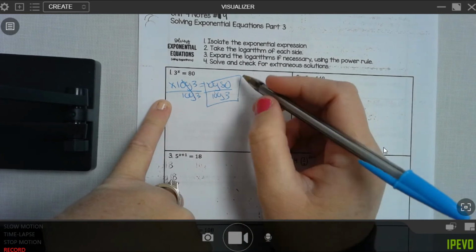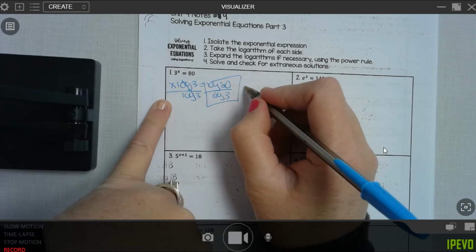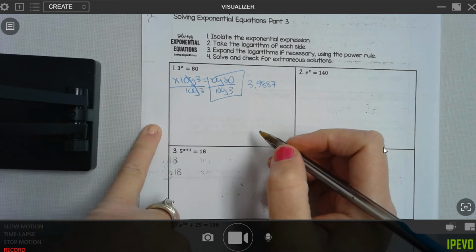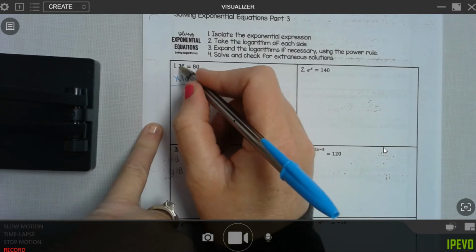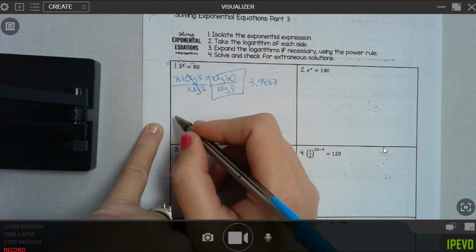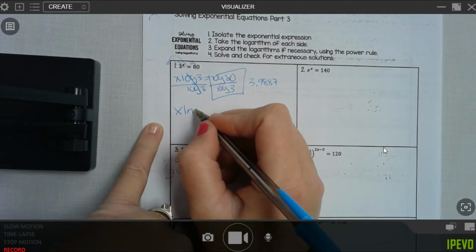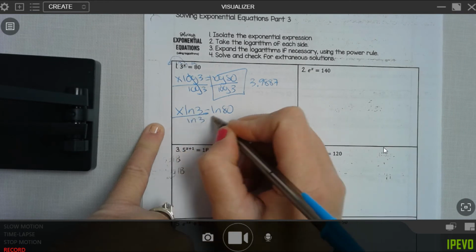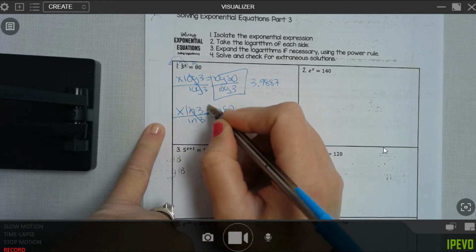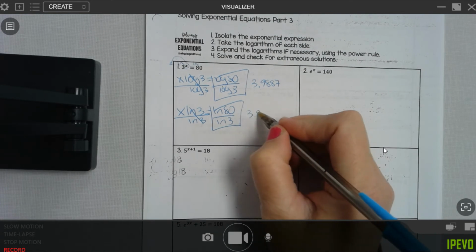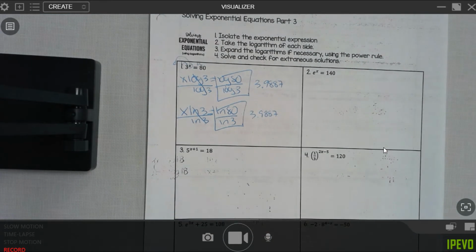If you wanted to type that in your calculator, just to make sure you can type it in right, it's 3.9887. When I natural log it, I do the exact same thing, but I put a natural log in front. Remember the property with natural logs, the exponents go out in front also. So I'd have x natural log 3 equals natural log 80. What's nice about natural logs and logs is that they end up giving you the same answer. If you type this in your calculator, you'll also get 3.9887 out.